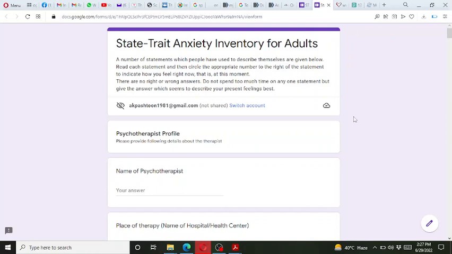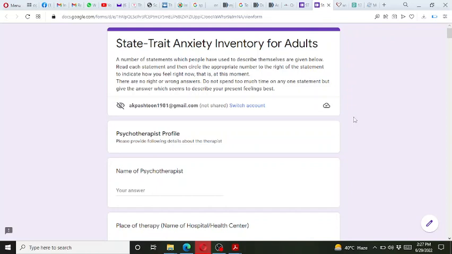The State-Trait Anxiety Inventory has a total of 40 items, and it has two major dimensions, that is the items related to state anxiety and items related to trait anxiety.